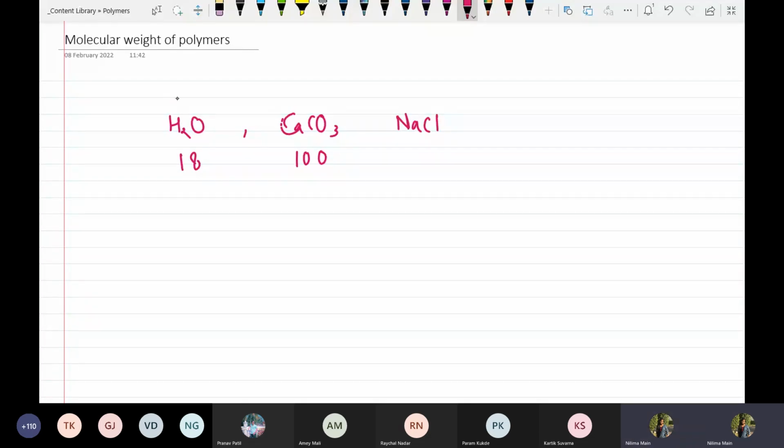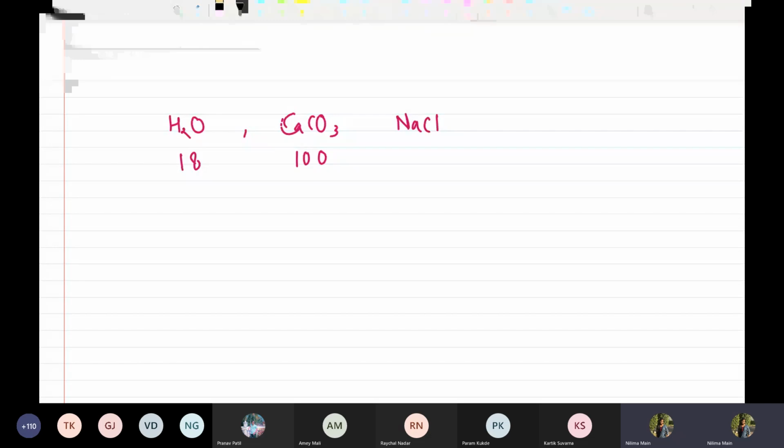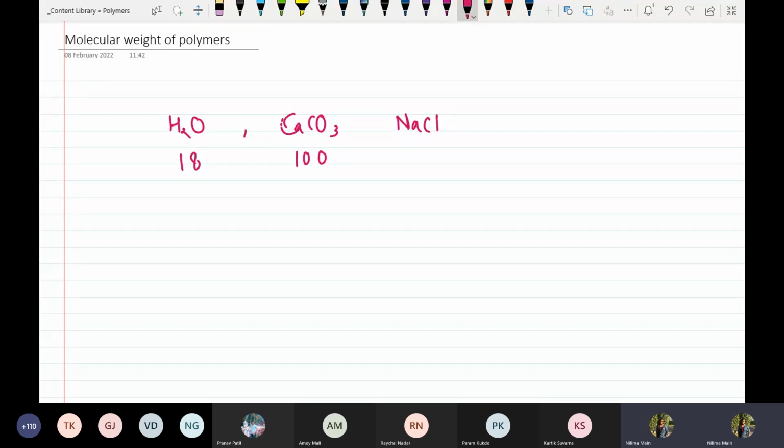Why? Because every molecule of calcium carbonate will have one calcium, one carbon, and 3 atoms of oxygen. Every molecule of water will have 2 hydrogens and 1 oxygen. Then it is very easy to tell the molecular weight of simple molecules. But what about these macromolecules? I'm talking about the polymers.